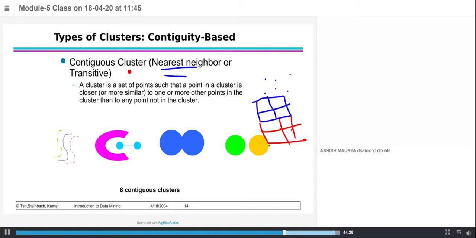So what exactly do contiguous clusters form? A cluster is a set of points such that a point in a cluster is closer to one or more other points in the cluster than to any point not in the cluster.